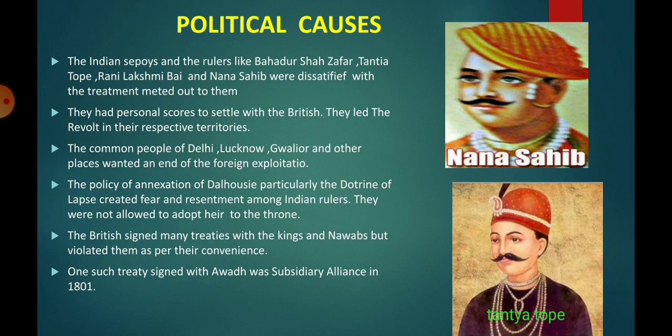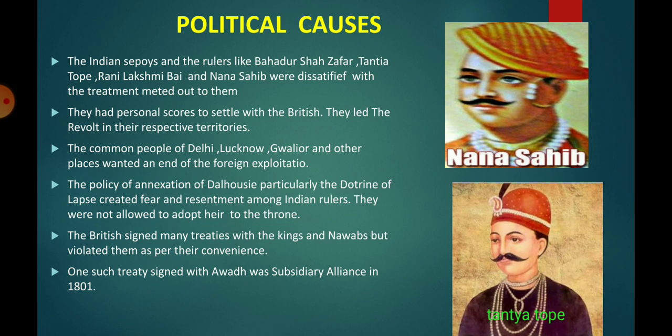The Indian rulers Bahadur Shah Zafar, Tantia Tope of Gwalior, Rani Lakshmibai of Jhansi, and Nana Sahib of Kanpur had personal scores to settle with the British. They wanted to take revenge. They led the revolt in their respective territories.